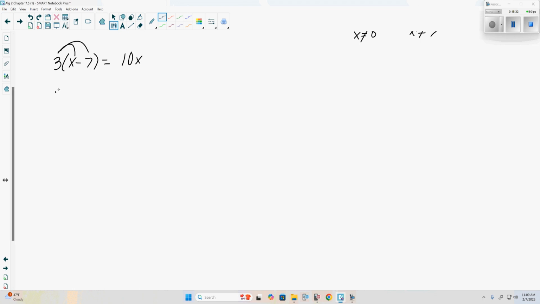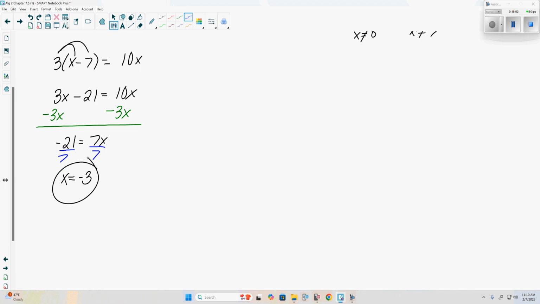Distribute the 3. 3 times x is 3x. 3 times negative 7, negative 21. I would subtract the 3x. x equals negative 3. Not one of our restrictions. That's it.